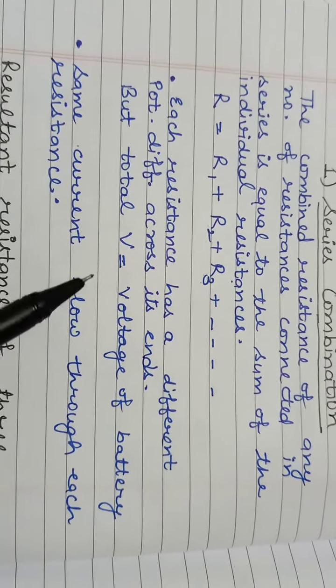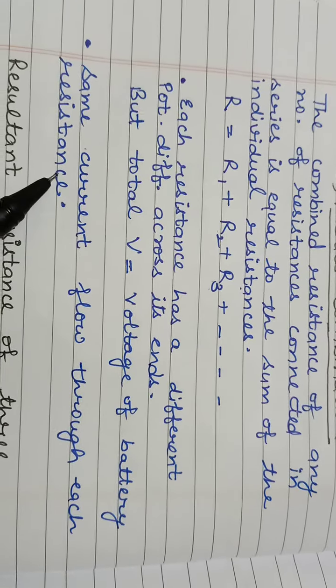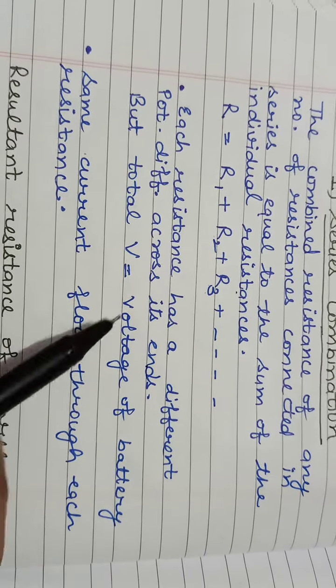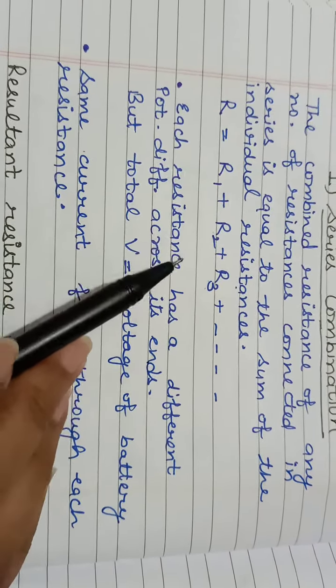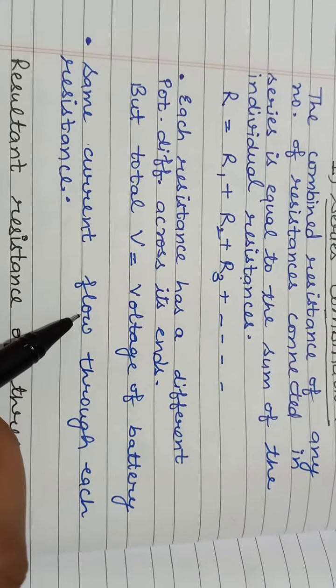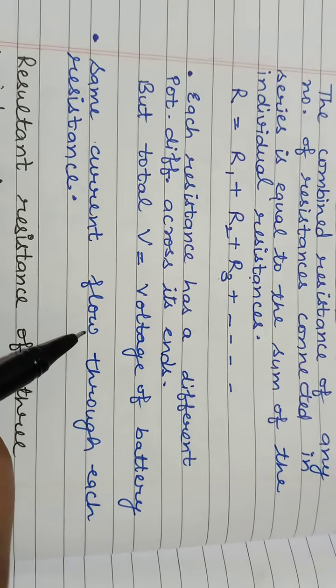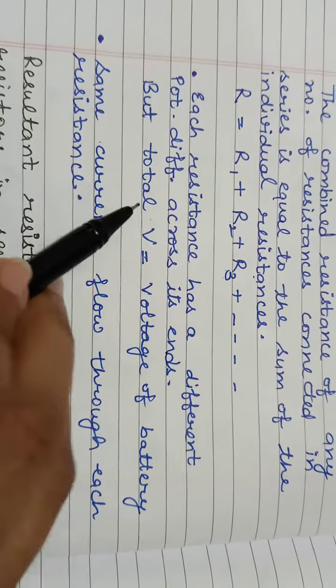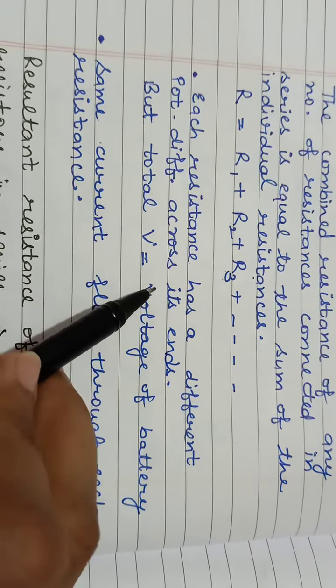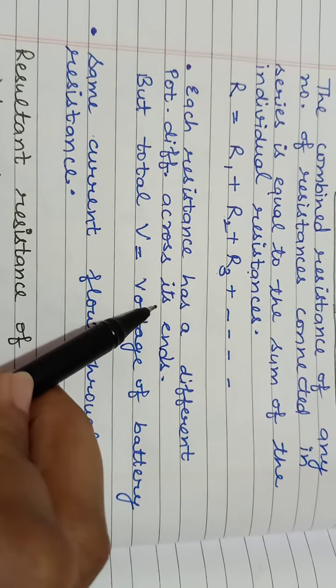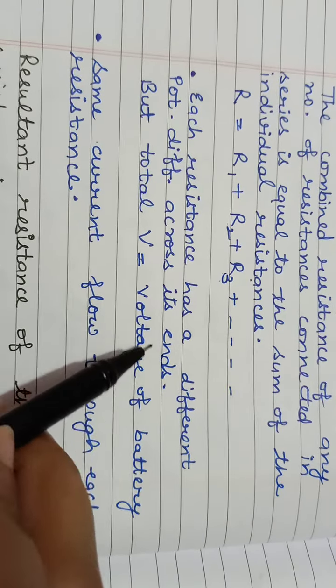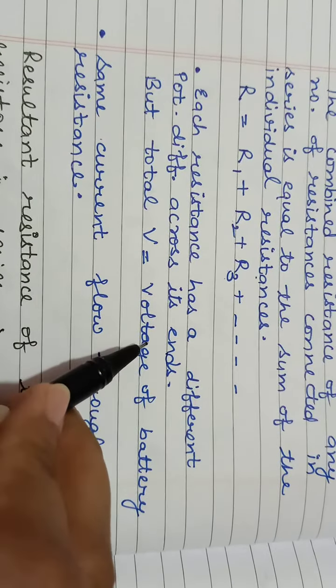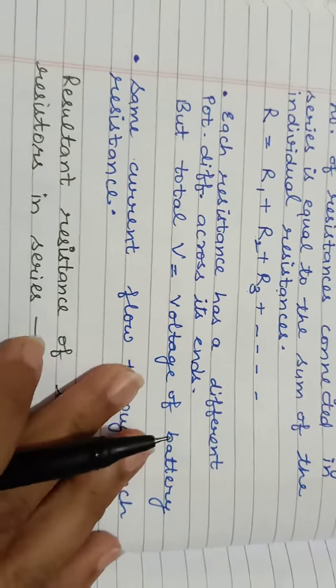Second point is the same current flows through each resistance. Means the current will be the same but the potential difference will be different. So the same ammeter is required to measure the value of the current, but different voltmeters are required to measure the different potential difference across each resistance.